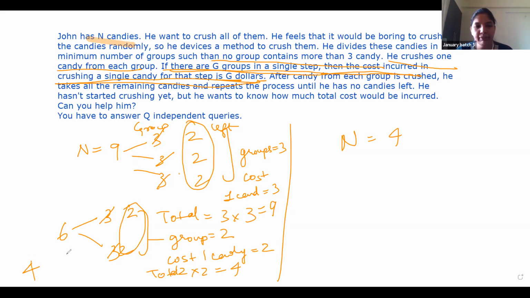So 4 can be again divided into group of 3 and 1. Here also how many groups are there? 2. This will be remaining 2, this will be 0. Now it will be what? 2 into 2, 4. So till now we have gotten cost of 9. Then we have gotten cost of 4. Then again 4. Now how many remaining? 2.